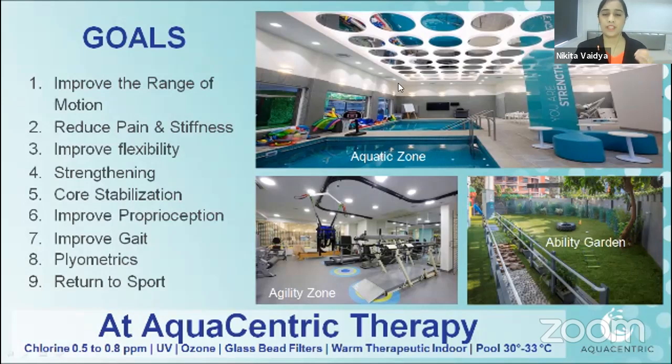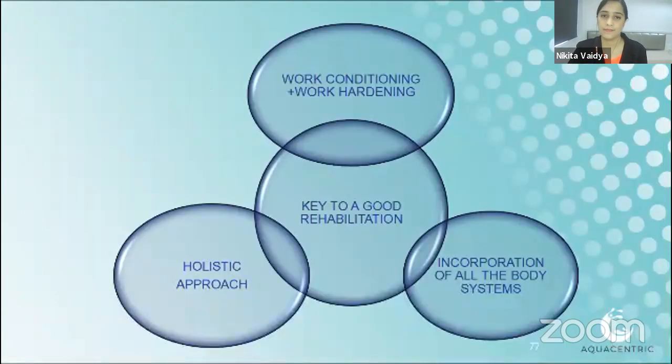In summary, holistic rehabilitation is the key, guys. A combination of your aquatic, your land, and your ability garden is very, very important. There should be a combination of all three right from the beginning till your last return to sports comes. So all these goals are restored once you have a holistic view towards rehabilitation. Ultimately, it needs to translate into function, into the sport that the athlete is supposed to play. So this is the key to a good rehabilitation.